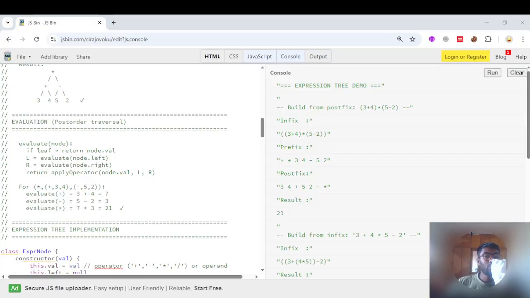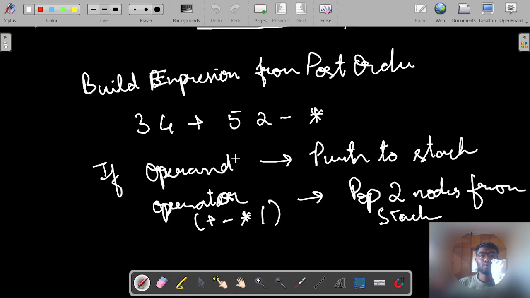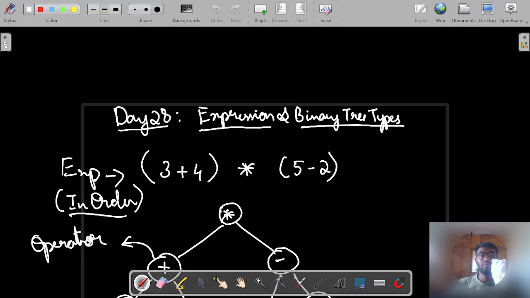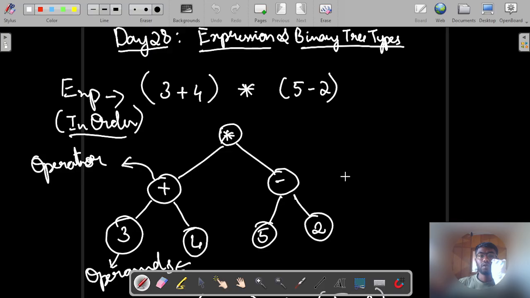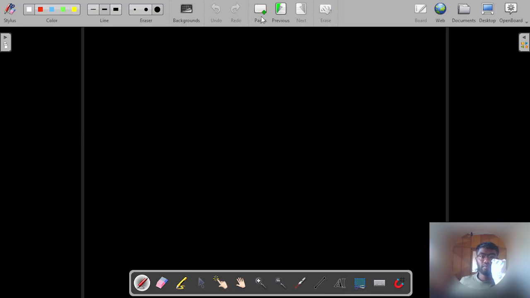Okay, so now we have completed the expression trees, at least with some basic knowledge of it. Let's move on to the next topic that we had planned here. Next would be binary tree types, right? So let's start it off in a new page. There are plenty of binary tree types, but we are going to look at one specific tree type, which is the AVL tree.